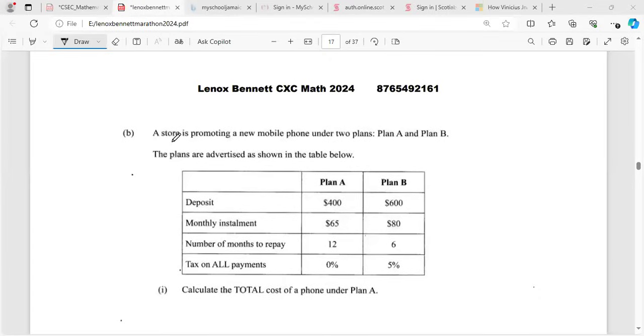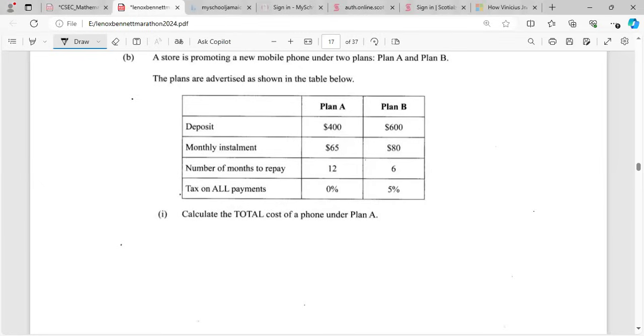Alright, so this one says a store is promoting a new mobile phone under two plans, plan A and plan B. The plans are advertised as shown in the table below. So deposit, monthly installment, number of months to repay, and the tax on all payments, right? So let's go. It says calculate the total cost of a phone under plan A. So we are dealing with plan A.